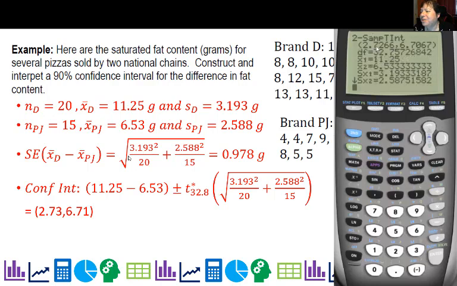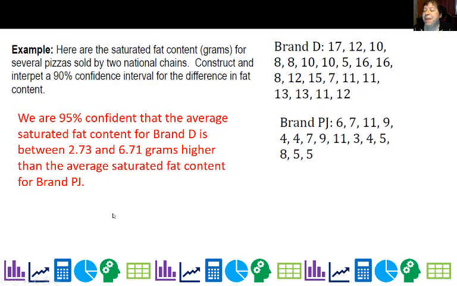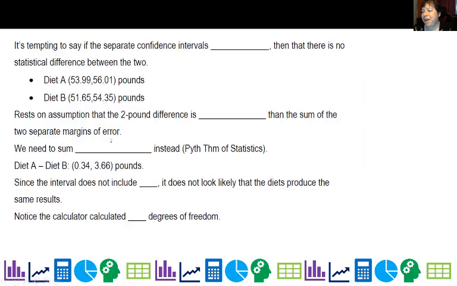So there's all your data. It shows the interval, etc. Okay. Then we would write, and notice I even did it here. We are 95% confident that the average saturated fat content for brand B is between 2.73 and 6.71 grams higher than the average saturated fat content for brand A. If I had done a 90% confidence interval, this would have broadened a little. Okay, actually 90% would tighten it up because I'm making it a little bit smaller.